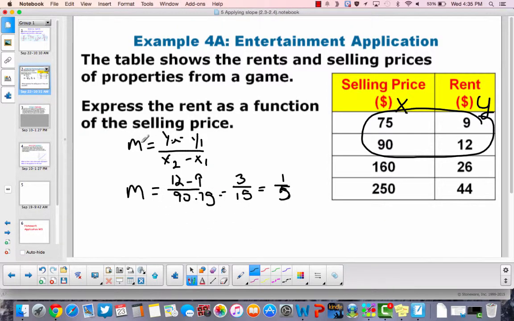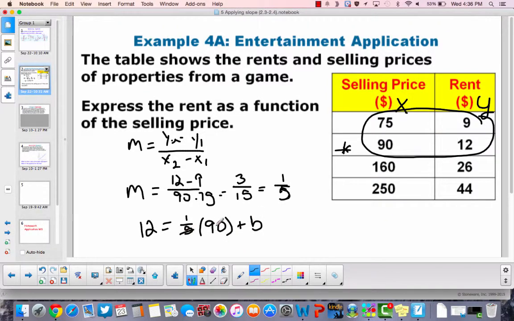Now, we need the equation though. This gives us our slope. We also need the y-intercept. So we pick a point. It doesn't matter which point we pick. Let's pick this one here, the 90. And we're going to put that into our slope-intercept form. So our y is 12. So say 12 equals our slope, 1/5 times 90 plus b.